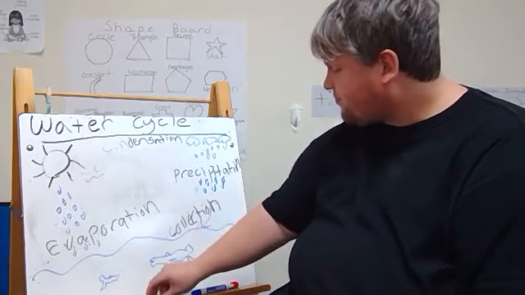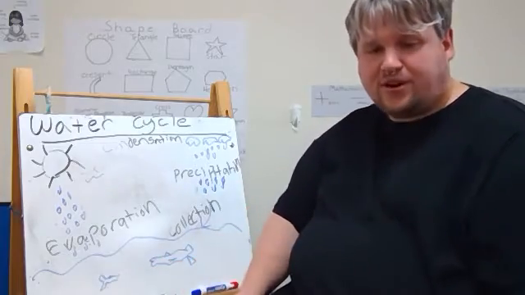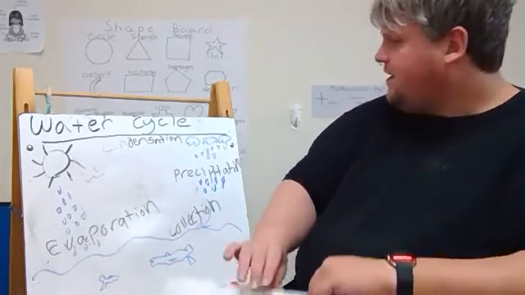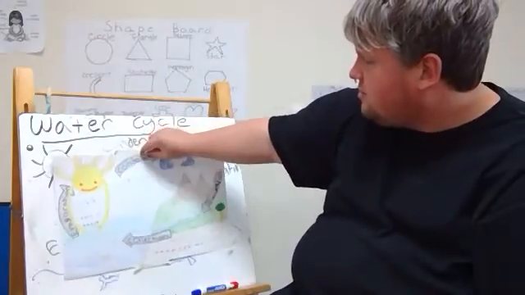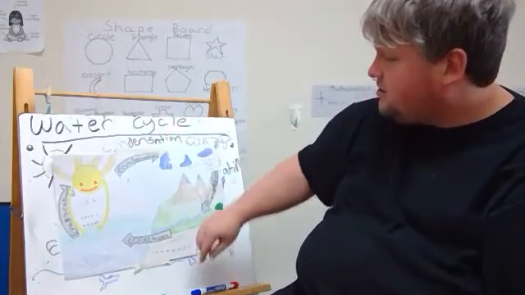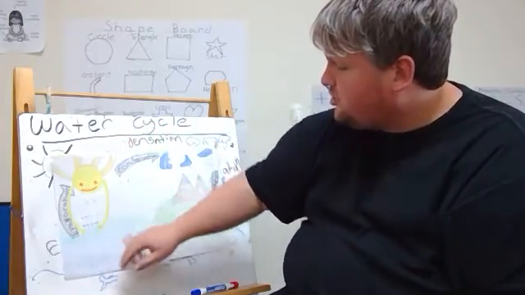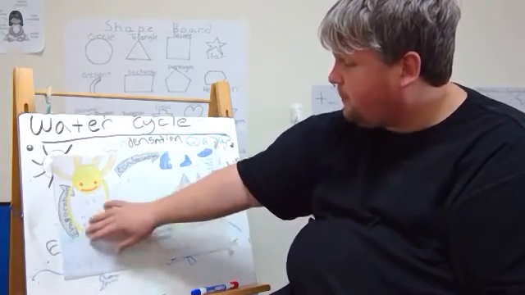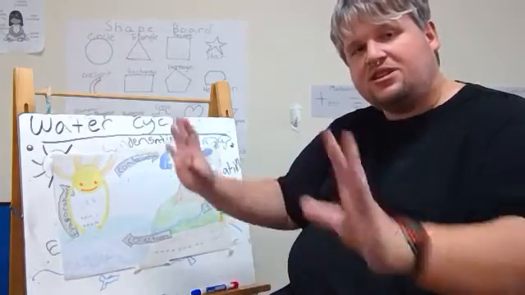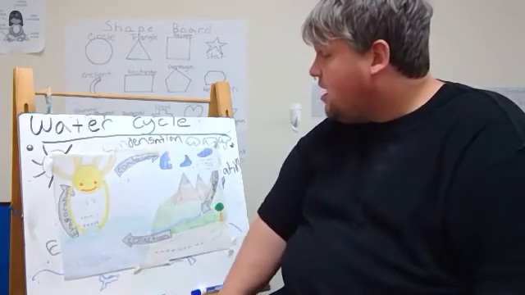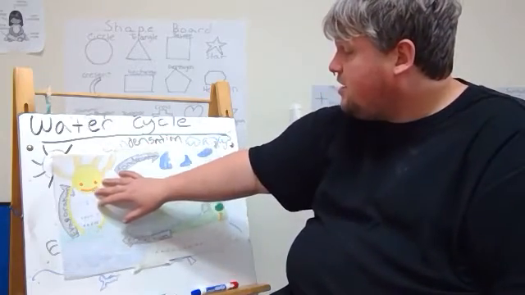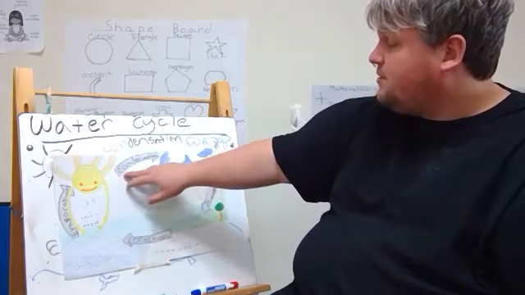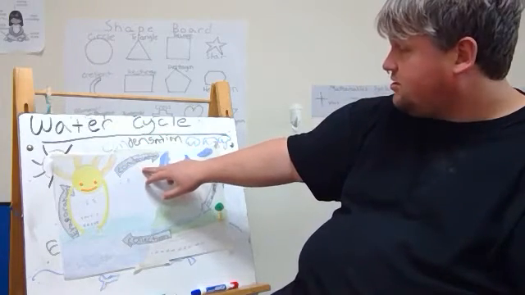C-O-L-L-E-C-T-I-O-N. And to demonstrate this further, I have made a picture. So again, we start with evaporation. The sun heats up the water and it gets into the sky. And once a bunch of it's collected in a high altitude, it makes condensation.